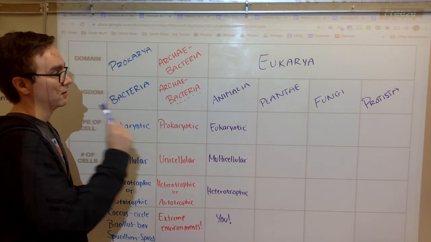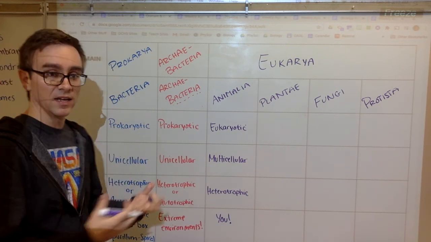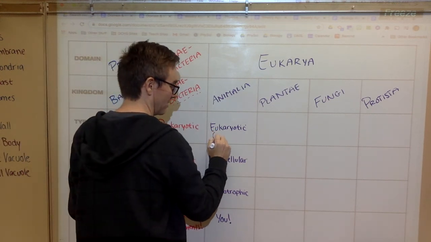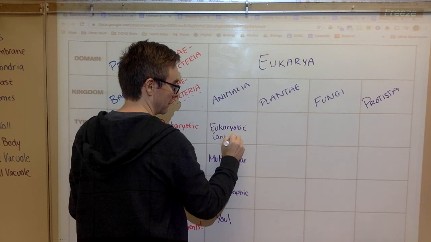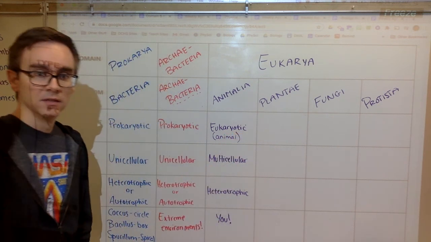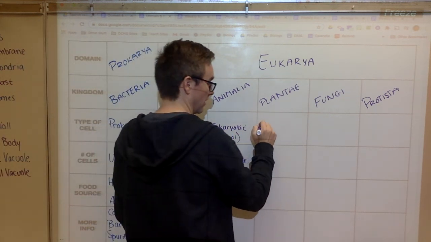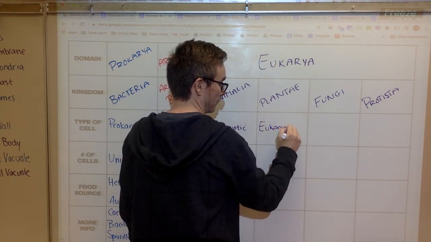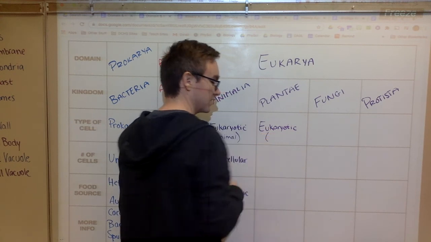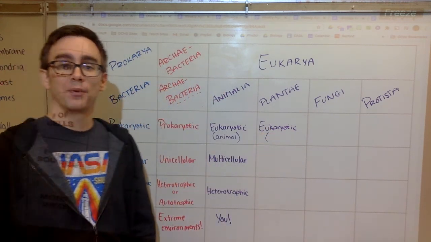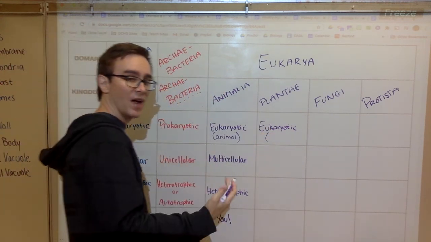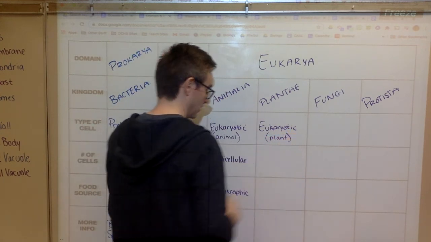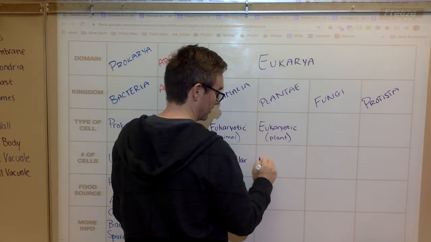All right. Now we talk about Plantae. Again, these are eukaryotic cells, but instead of animal cells, they are plant cells. They have the cell wall. They have chloroplasts. They have a large vacuole. They are multicellular.